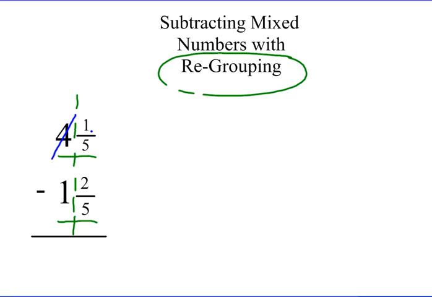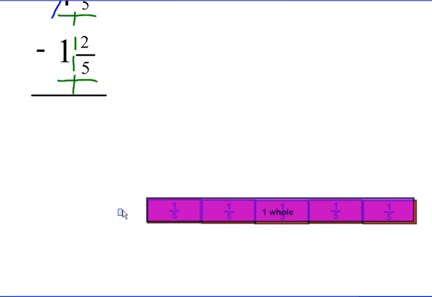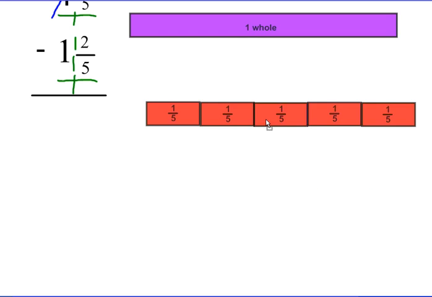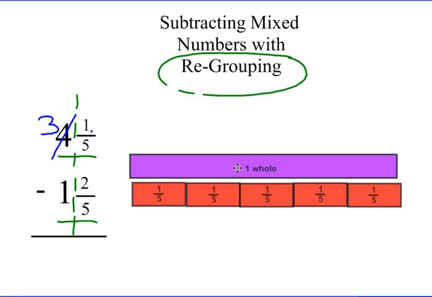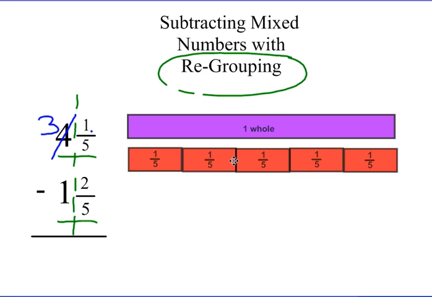So I'm going to borrow 1 whole from the 4. When I borrow 1 whole from the 4, I'm left with 3. This 1 whole that I borrow can be in different forms. When I borrow the 1 whole, I'm also borrowing 5/5, because 1 whole is the same as 5/5. So the 5/5 gets added to the 1/5, and 1/5 plus 5/5 gives me 6/5 now.